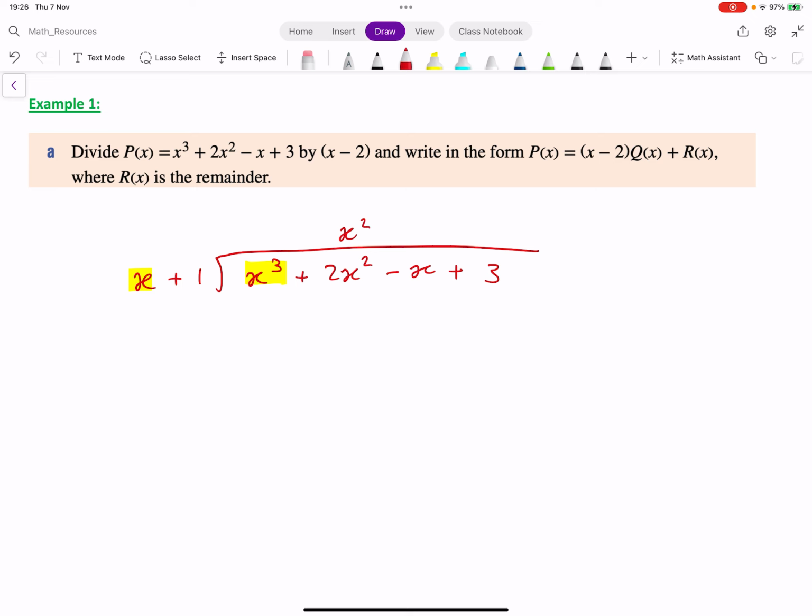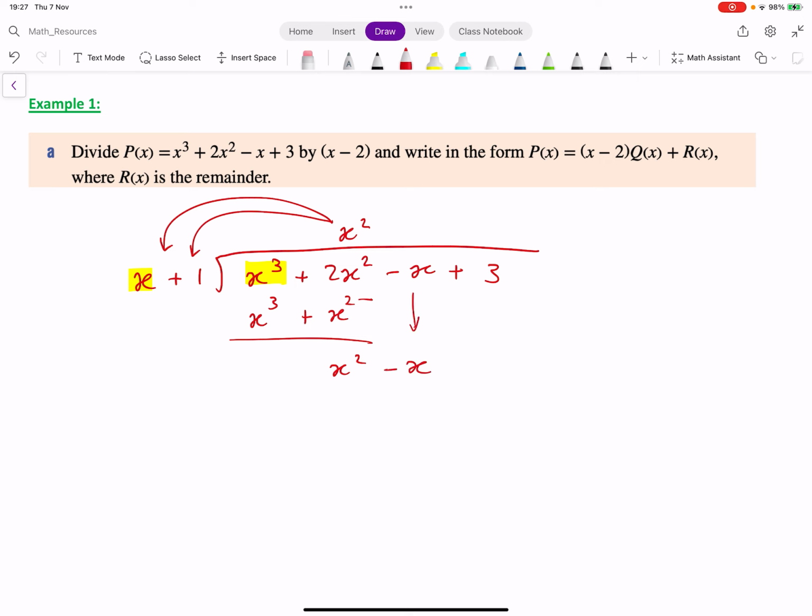When we're dividing polynomials, we have to make sure that we align all of our powers into their individual columns. I'm then going to go x squared times x is x cubed, and x squared times 1 is x squared. And then I'm going to subtract these two polynomials. X cubed minus x cubed is 0, and 2x squared minus x squared is 1x squared. Just like primary school long division, I'm going to bring down the next number and write it here.